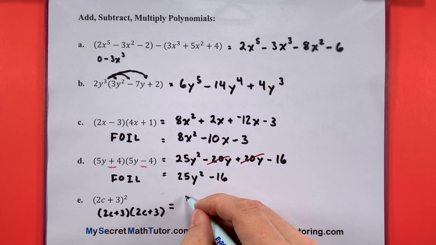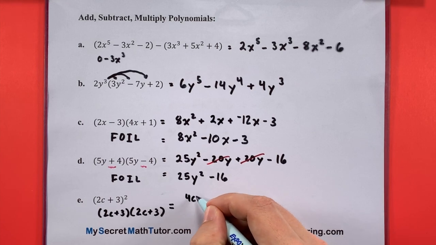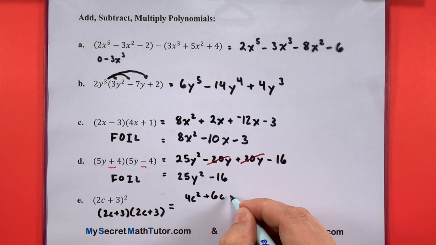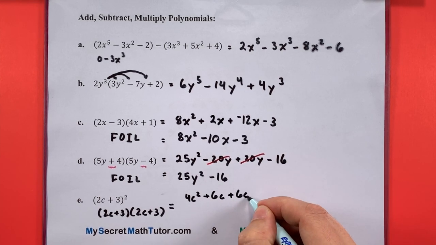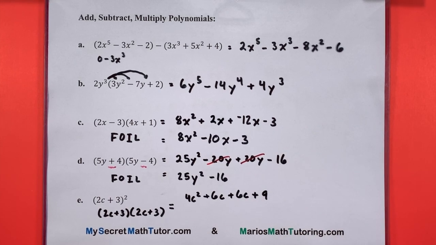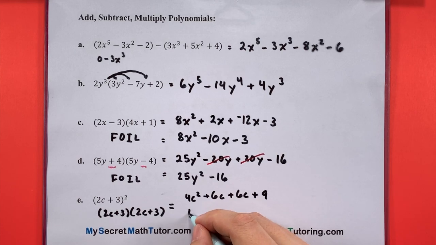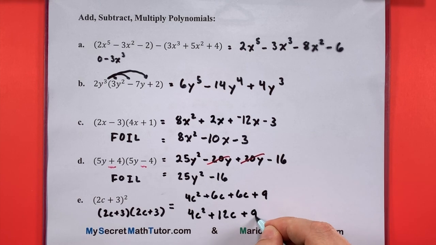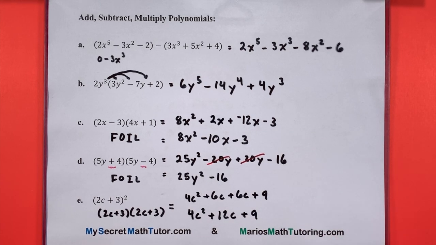But again, FOIL works pretty good, so I'll just look at all the steps and go from there. 2c times 2c would be 4c squared. Outside would be plus 6c, and inside is exactly the same, another plus 6c. My last terms are 3 times 3, which is 9. And then I can go ahead and combine those inner terms. So 4c squared plus 12c plus 9. And there we go. That's our last polynomial for this set of problems.